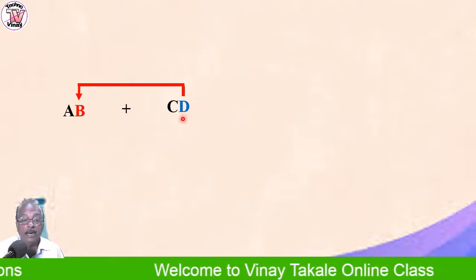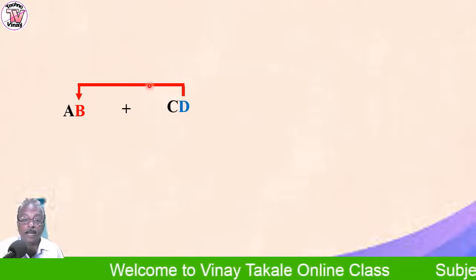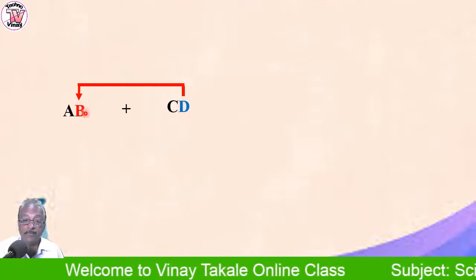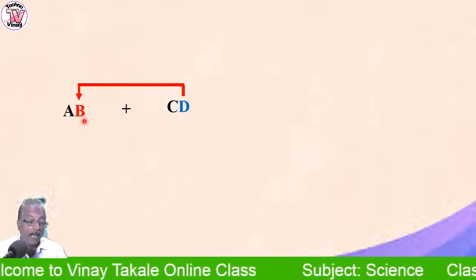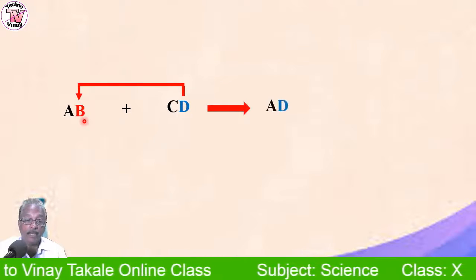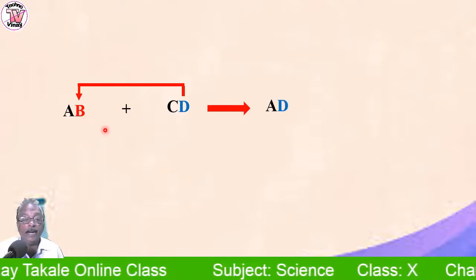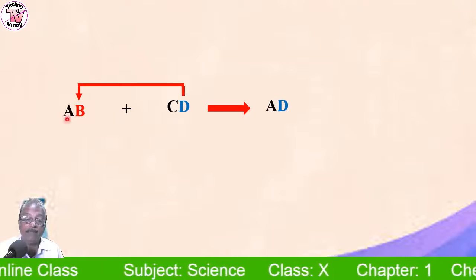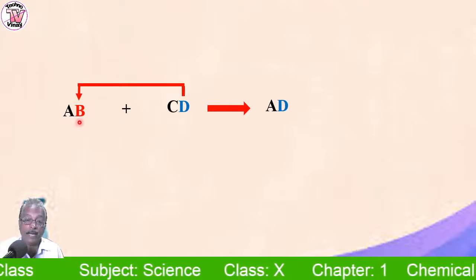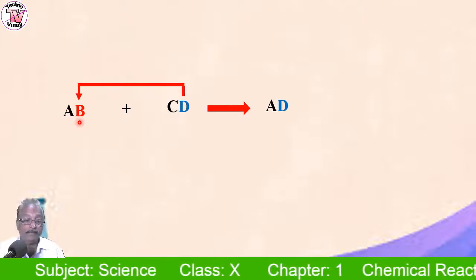Okay, so D is going to displace here with B. D will go and join with A, and in formation of product, it is going to form AD. So this D ion has combined with A. It has taken the place of B.